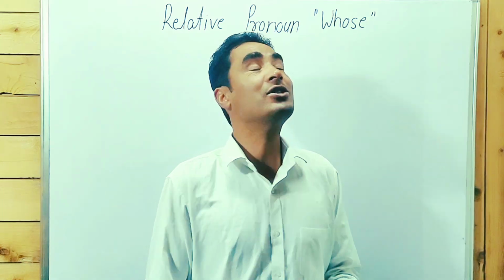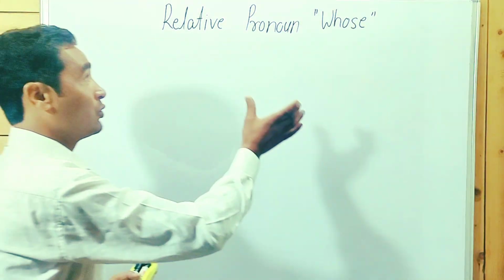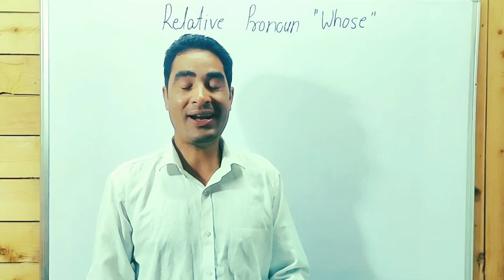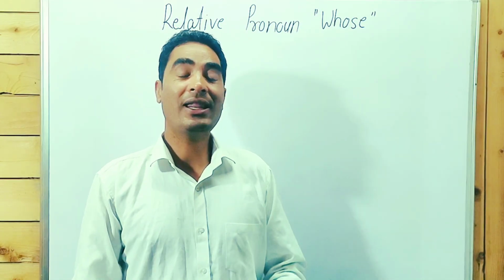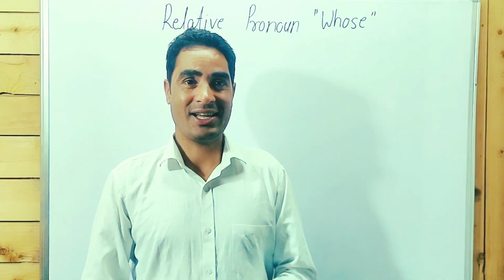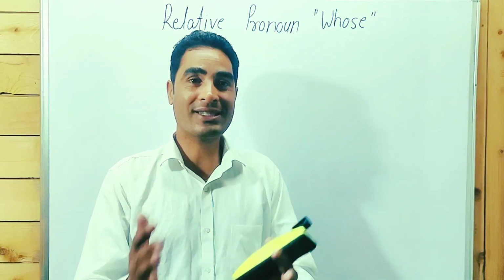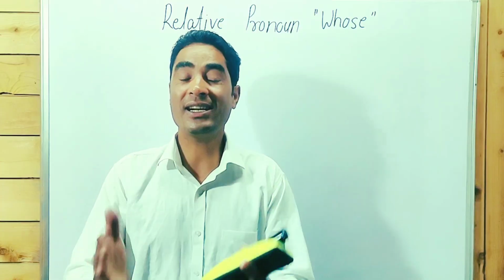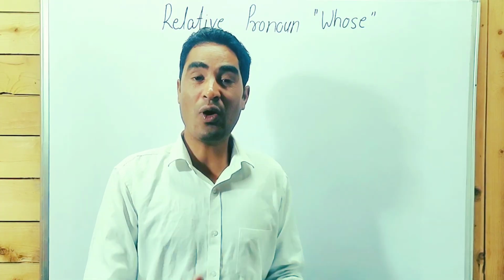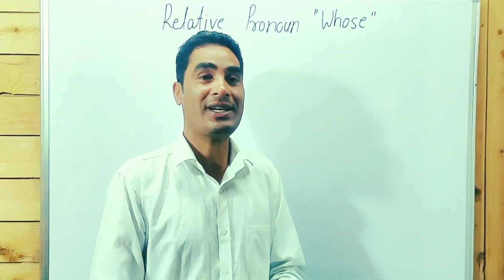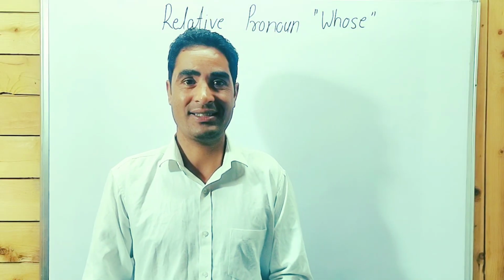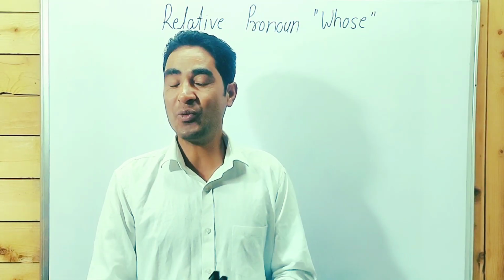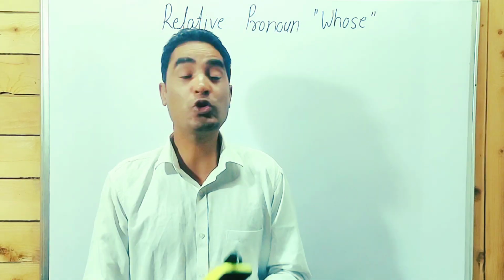Today we are going to learn about the relative pronoun whose. Whose is used to show possession. My dear friends, in the noun chapter we learned about apostrophe s to show possession: Rahul's car, Rahul's dress, Sheetal's pen, girl's dress, boys' hostels. To show possession we use apostrophe s. In nouns, we add apostrophe s at the end of the noun to show possession.